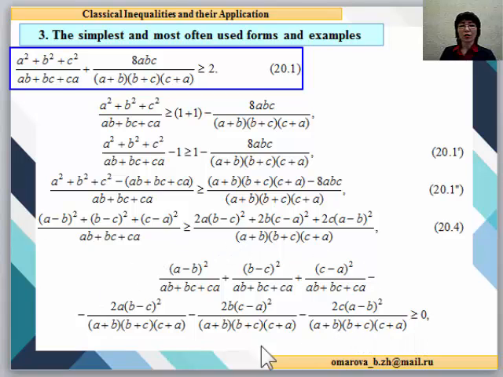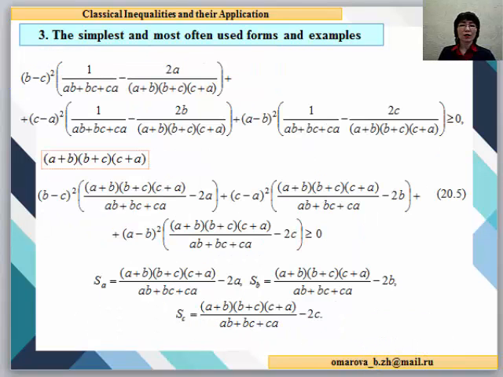Next, we group similar terms and take out common factor. We obtain the following inequality. We multiply both sides by the following product, then we obtain the inequality number 20.5. Let's introduce new variables S sub A, S sub B, and S sub C in the following form.